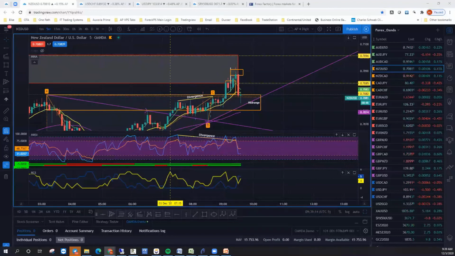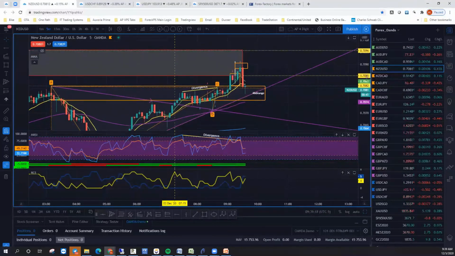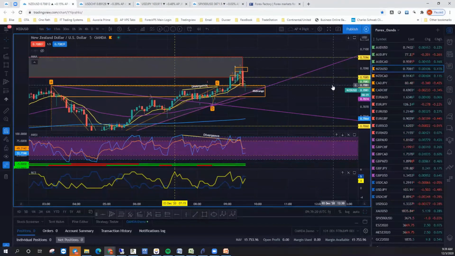Hey Al, if it does not come back up there, then that means this is the end of this run for a while. I would say that could be. If that top there, if it can't get back up there, then we're done. The momentum shifted to the downside.